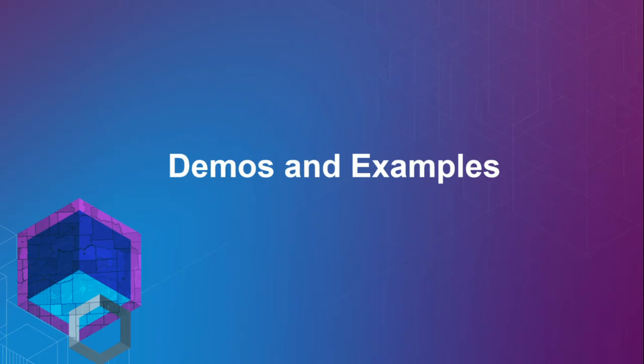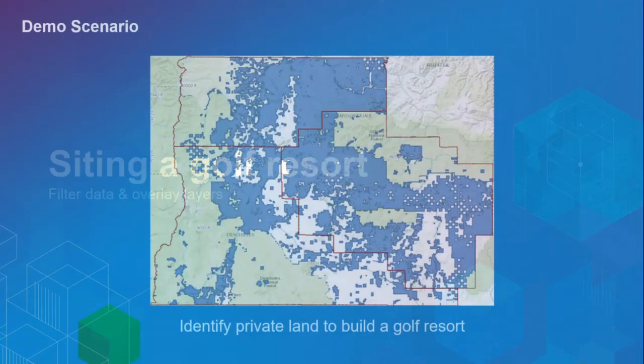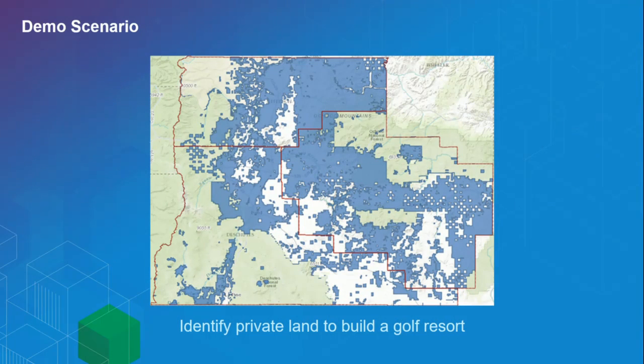So I'm going to show you a few demos now. And my first demo is about finding a site for a new golf resort. I'm going to filter data and overlay my layers to find out if there's enough privately owned land to make a golf resort. So my scenario is that a development company is looking to open a new golf resort in a budding retirement district. The company needs to know if there's enough privately owned land in the desired area that could be bought and used for the new development.